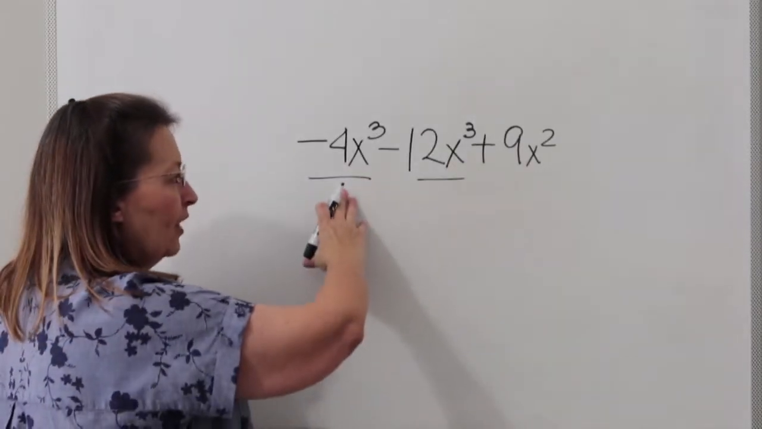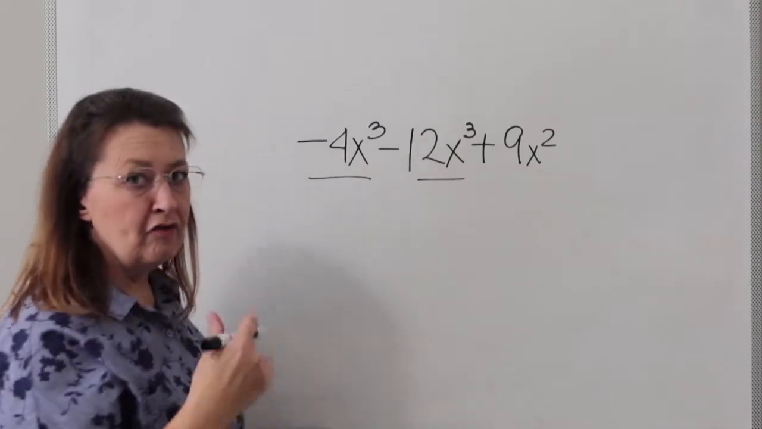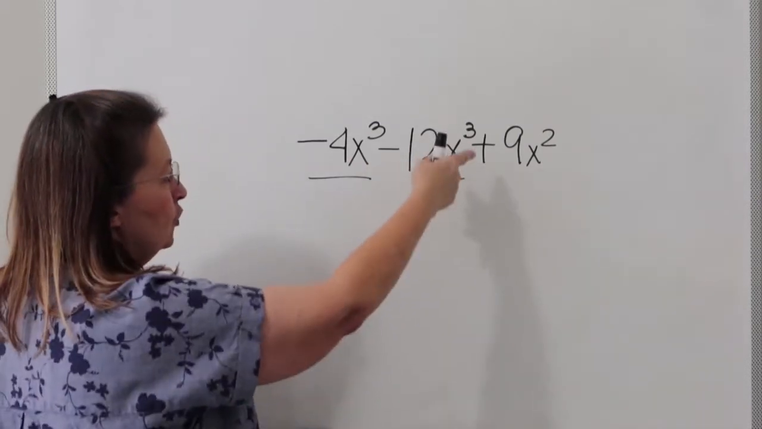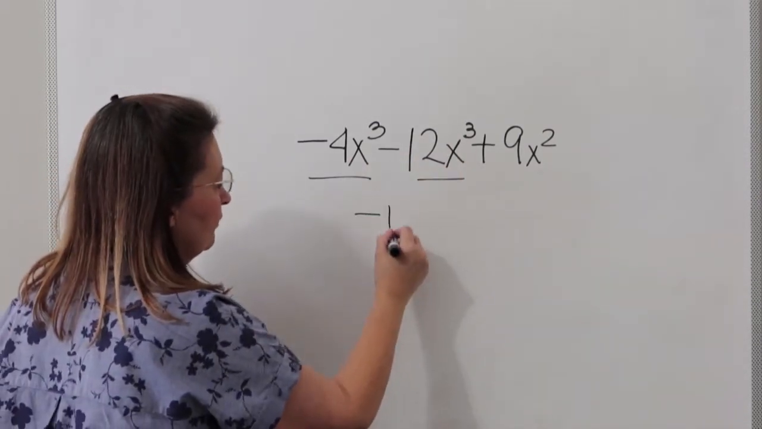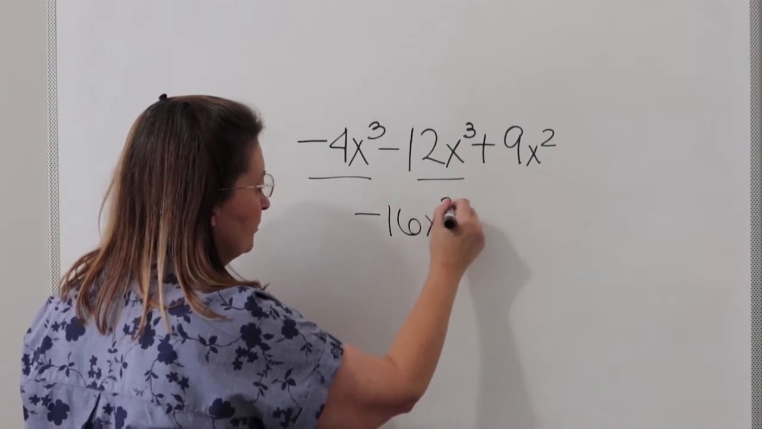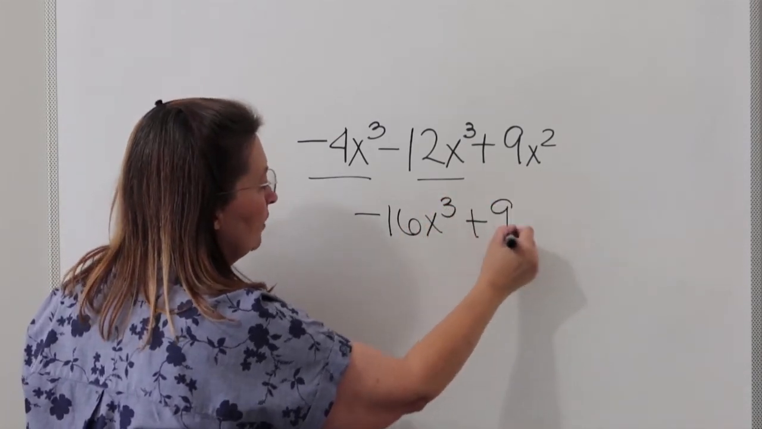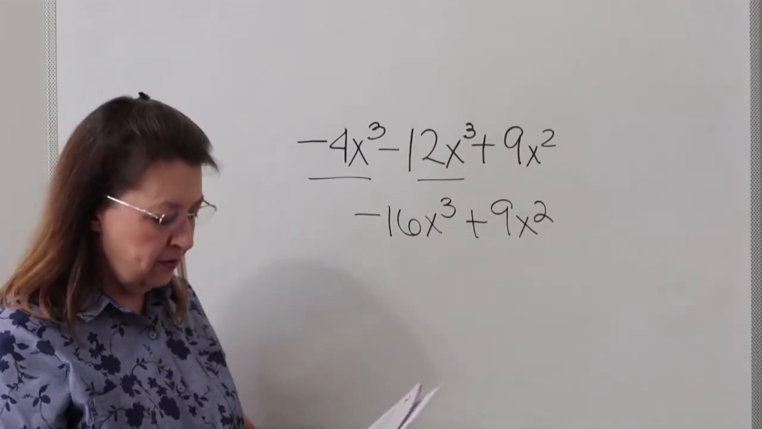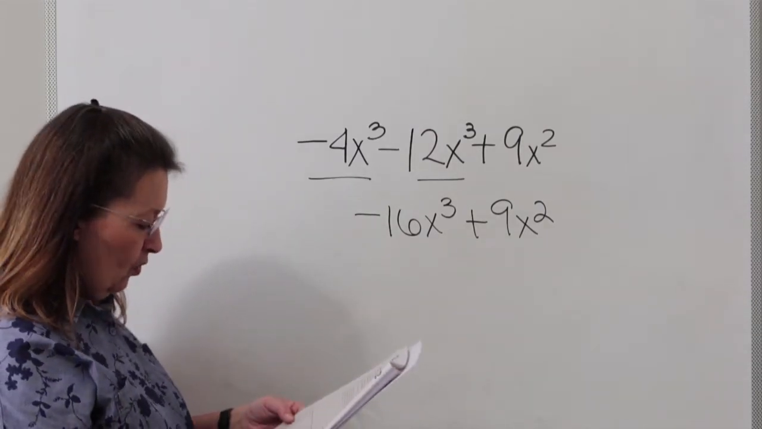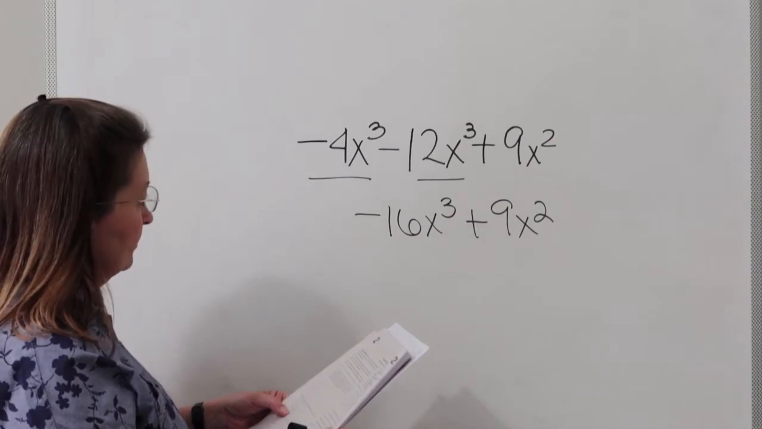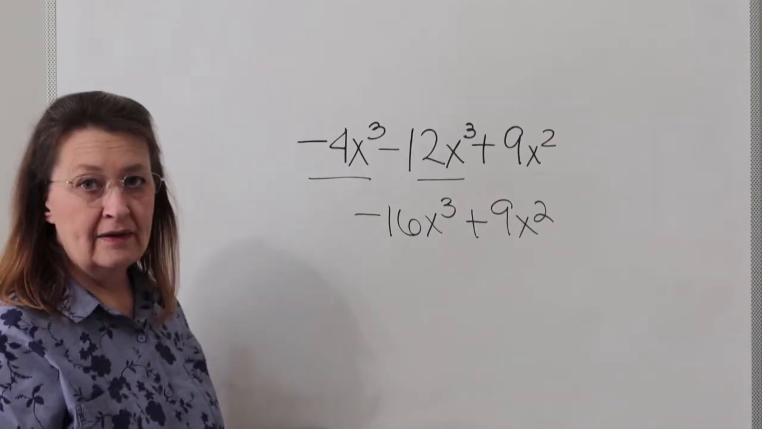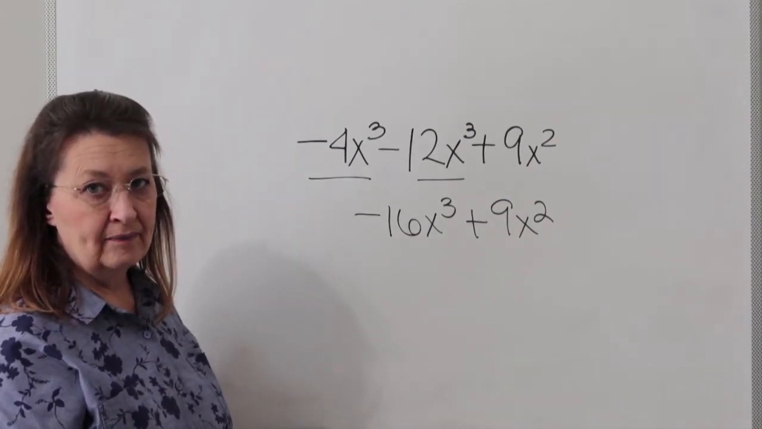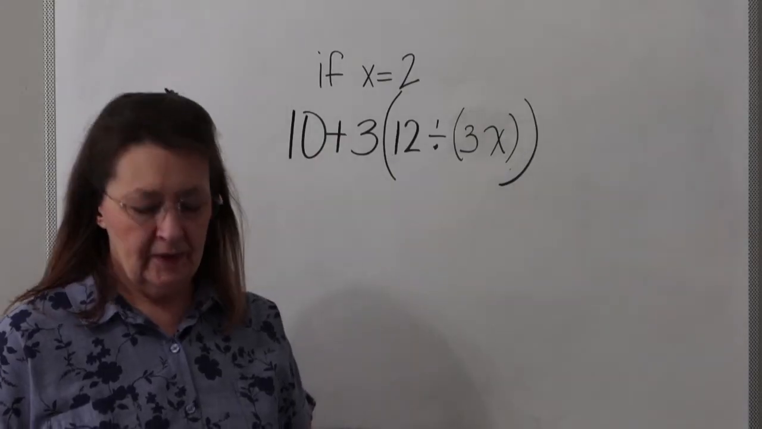Now negative 4x cubed minus 12 more x cubed is going to be negative 16x to the third. Nothing will combine with the 9x squared. So you're good to go there. And this is going to be answer choice J. Correct answer is J. Okay, number 3.